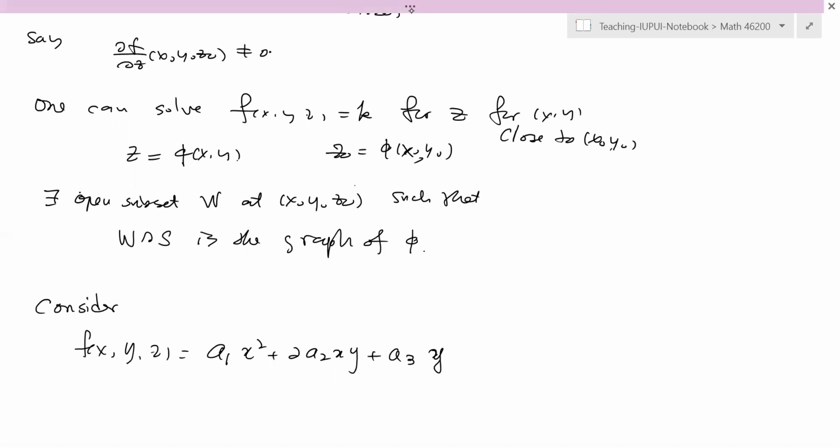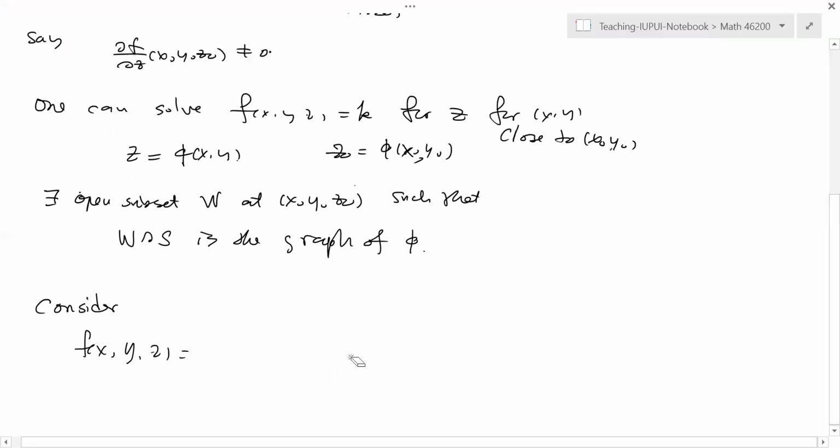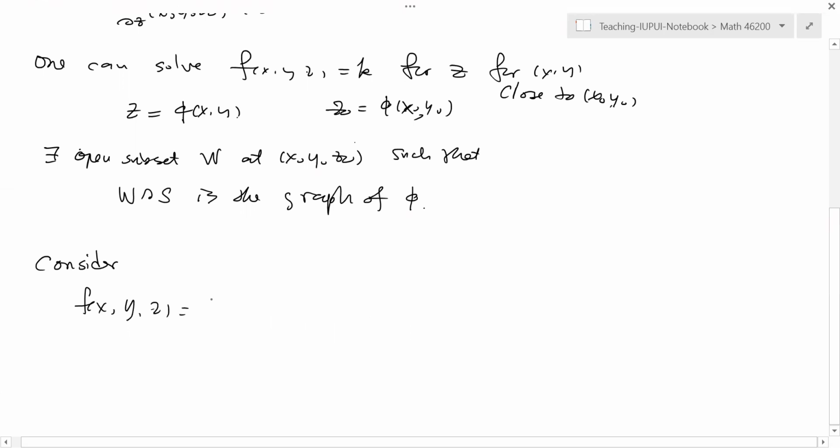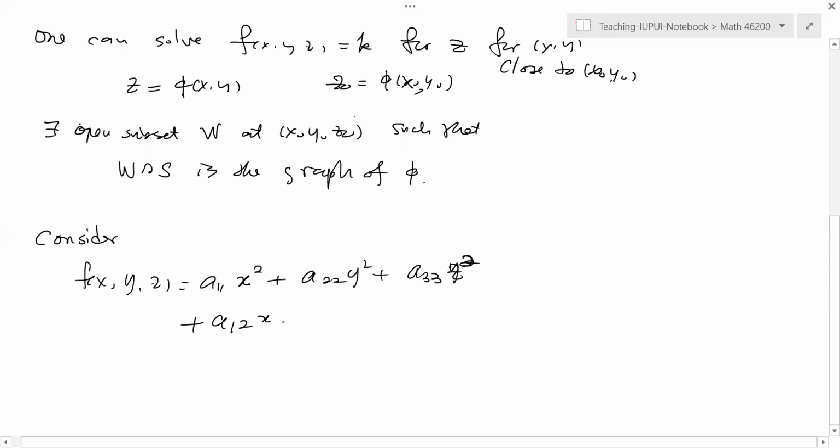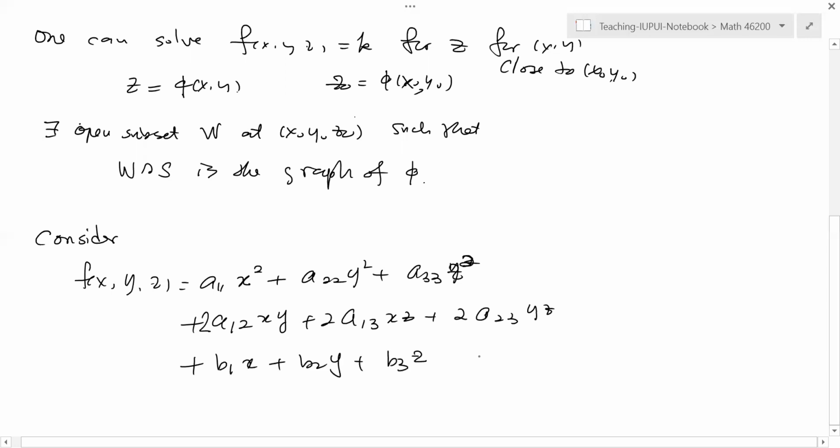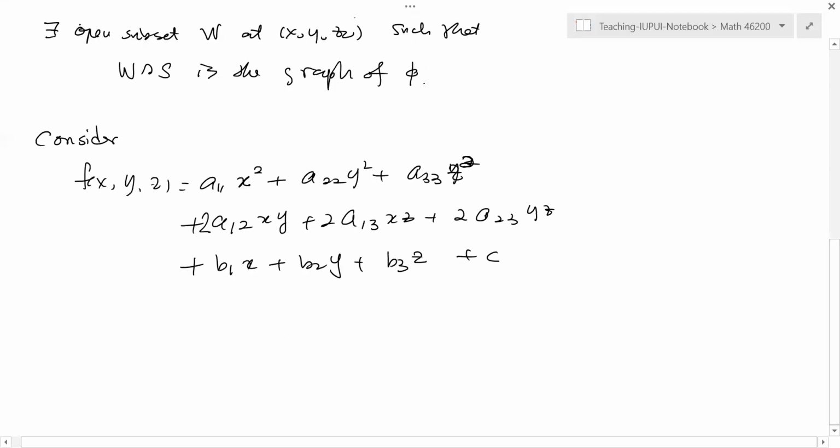It's better to use some other notation. I'm going to use A11 x squared, A22 y squared, A33 z squared, and then I also have a mixed term A12 xy. We may assume that xy and yx are the same, so I put twice here. Then twice A13 xz, twice A23 yz, then plus B1 x, B2 y, B3 z, and plus a constant c. So I get all the terms here.